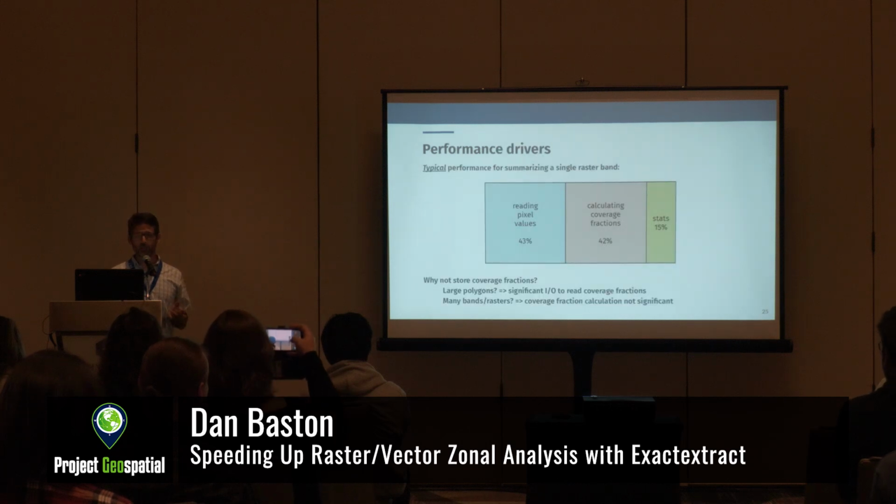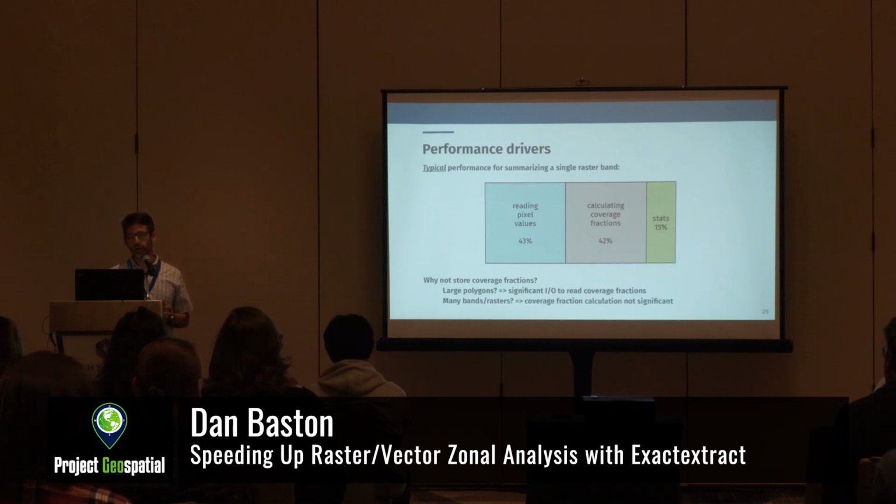Now, despite performance being variable, in the testing I've done, I can generally say that your runtime is split between the calculation of the fraction of each pixel that's covered and reading those pixel values themselves. That's if you're reading one raster band. If you start talking about many raster bands, then it really quickly becomes just an I/O problem. How can you most efficiently read these pixel values for all the areas that you need to cover?